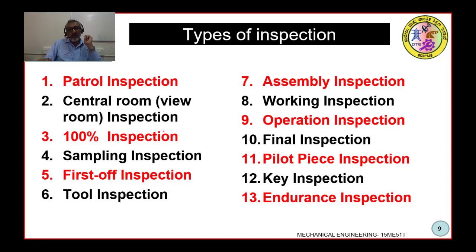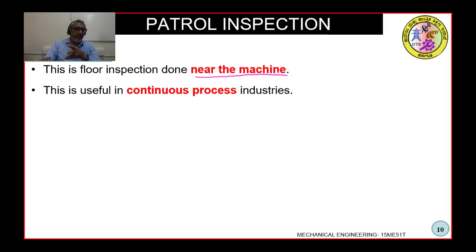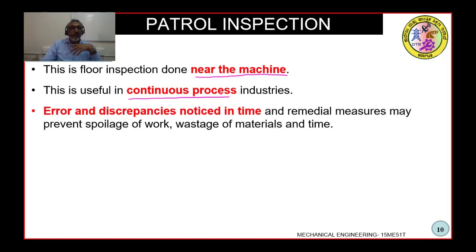We will start with patrol inspection. The patrol inspection means the inspector will go from machine to machine and do the inspection near the machine itself. That means as soon as the products are produced on the machine, the inspector will go there and check and inspect it and say whether it's acceptable or not acceptable then and there itself. So this is useful in continuous production industries because production is continuous. Inspection will also go along with the production.